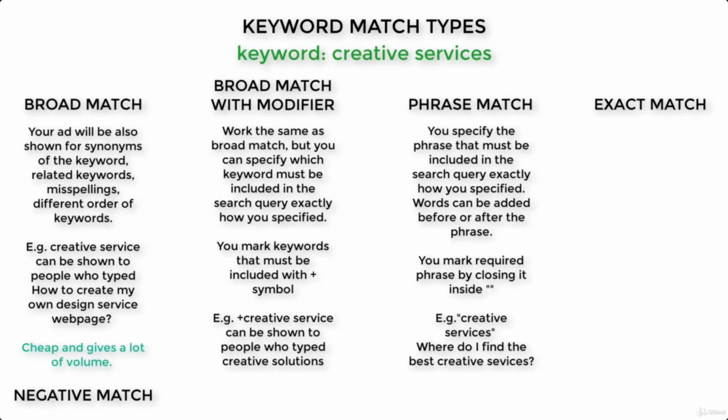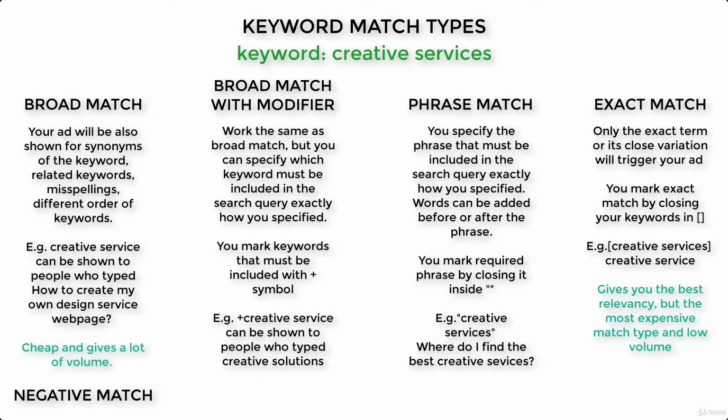Or "creative services agency." Exact match gives you the most control over which query triggers your ads to be shown. Only the exact term or its close variations will trigger your ad. No words before or after. No related keywords. You mark the exact match by enclosing your keywords in brackets. For example, if we used [creative services] in brackets, your ad may be shown to people who typed "creative services" or "creative service" in the search bar.